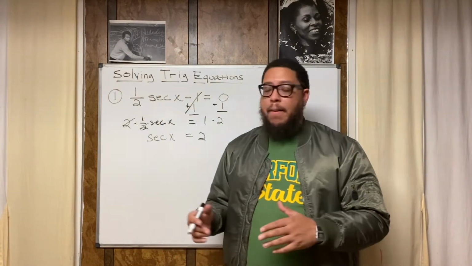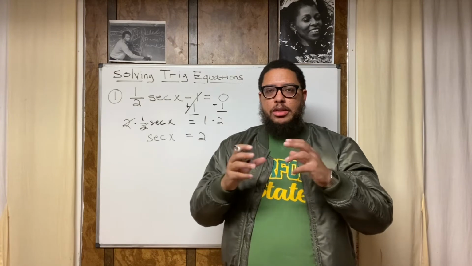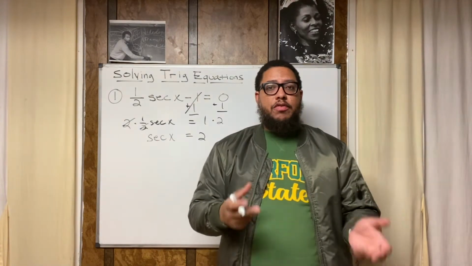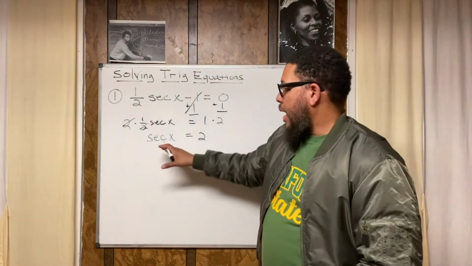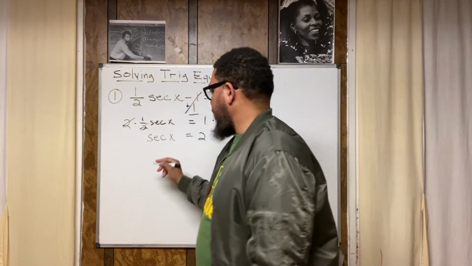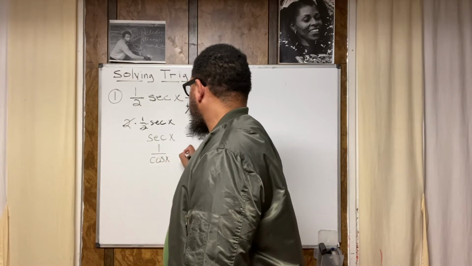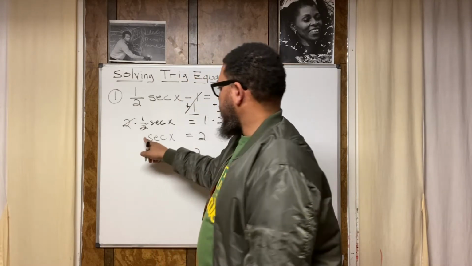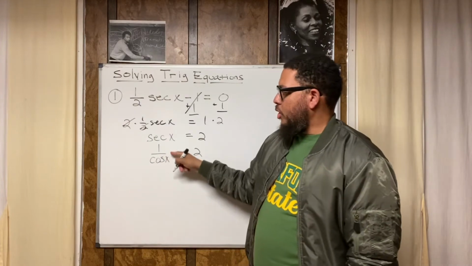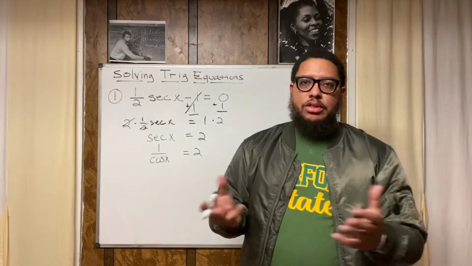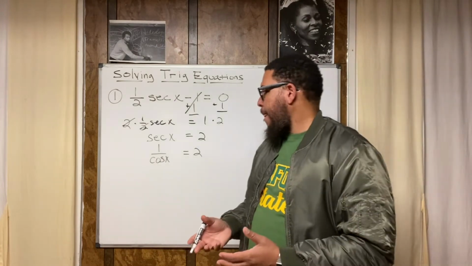You don't have to do this, but I prefer to work in terms of cosine, sine, or tangent. And since I know that secant is the inverse of cosine, I can flip this and change this into 1 over cosine of x. See, secant x is the same thing as 1 over cosine of x. And that's something you just have to memorize. You've got to memorize the trig equivalents, right?